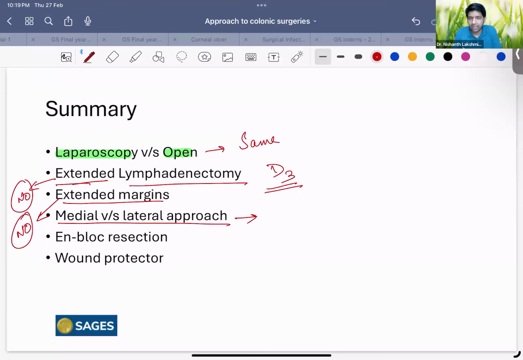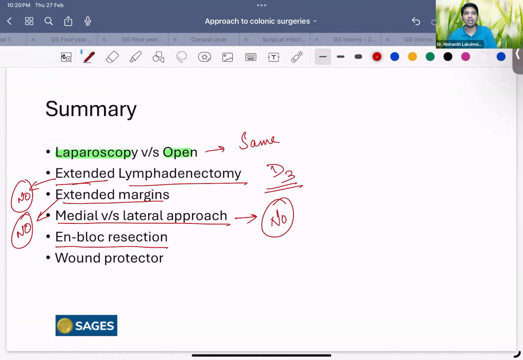Medial versus lateral. I told you oncologists prefer the medial approach. What I have been brought up with, or what I am more comfortable with, is the lateral approach. Again, medial versus lateral, current guidelines say that there is no difference. Both of them have the same impact, or the same outcome.